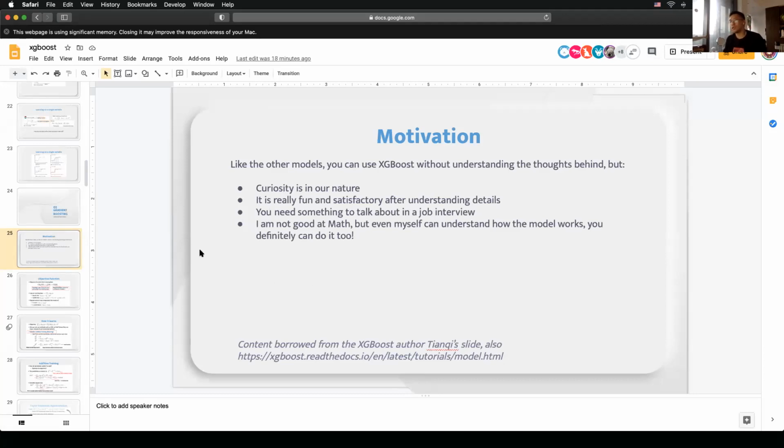Hopefully that's okay. So the motivation of talking about the details behind it: you can use scikit-learn XGBoost or XGBoost itself without knowing this kind of stuff. But I still think it's fun and satisfying to know the details. I think curiosity is very important as a data scientist. And let's face the fact that you need to talk about this level of detail for the models during job interviews or when you need to impress your colleagues at work. You cannot just say, oh, I just tuned the model, right? I just tuned the model using 2 for loops doing random search. So you need to talk about the details. And I'm not very good at math myself, but I can understand most of this stuff.